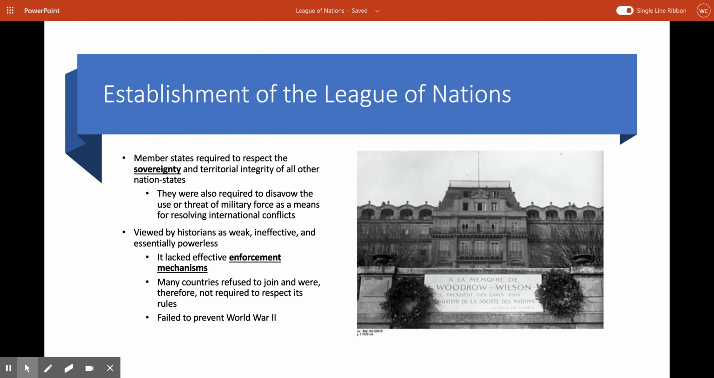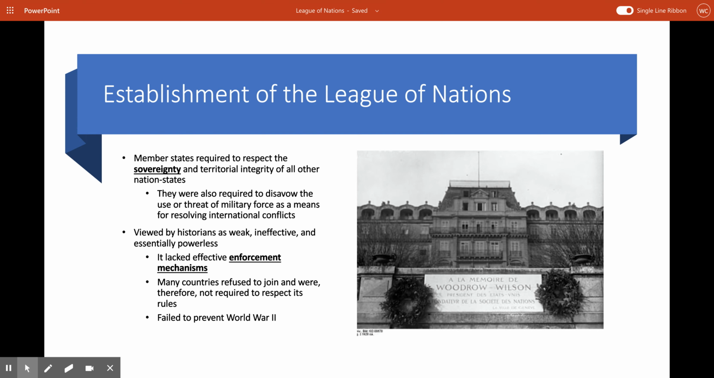So some countries would just straight up ignore what it would say. Also, many countries refused to join the League of Nations, and because there weren't many countries that joined, they were not bound to respect the rules of the League of Nations and the obligations of membership. Right? There are hundreds of nations out there, even today, and back then as well. If they were not a part of the League, they didn't really have to listen, did they? So because there weren't that many, that was automatically a weakness right there.